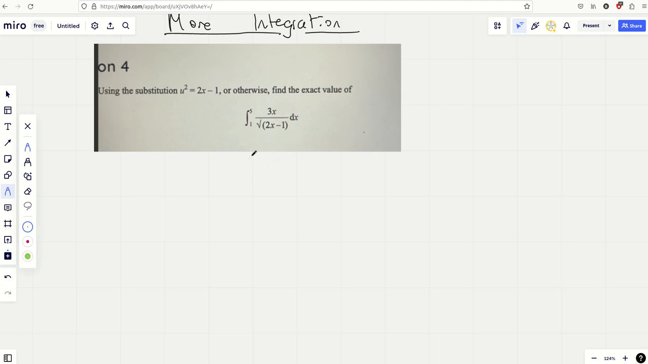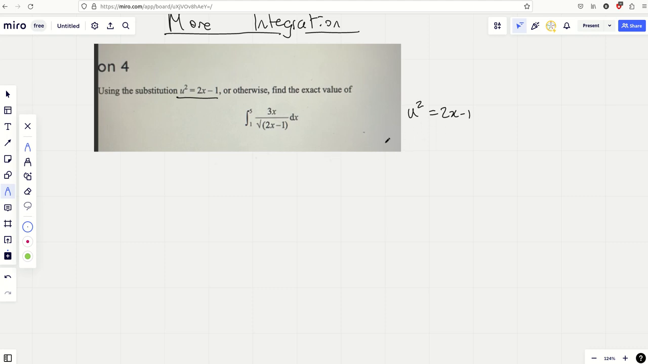Now, according to my integrating graph software, it's 16. So let's have a look, see if we can get 16 from this. Now, I don't like their suggested substitution, but just in case they force you to do it this way, I'll show you how to do it with u squared equals 2x minus 1. And then afterwards, I'm going to try and do it with u equals 2x minus 1 to show you that you get exactly the same answer.